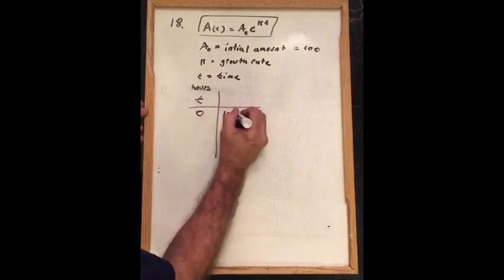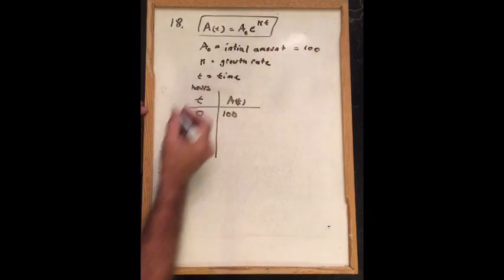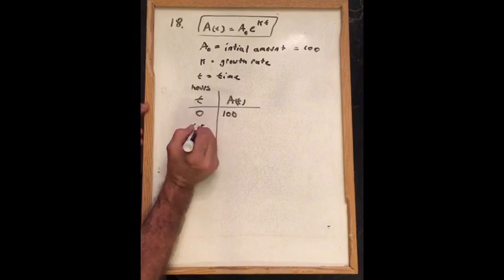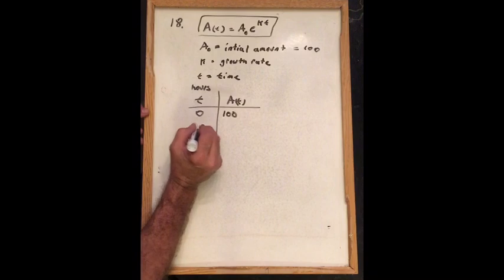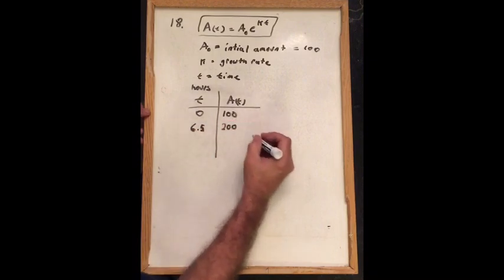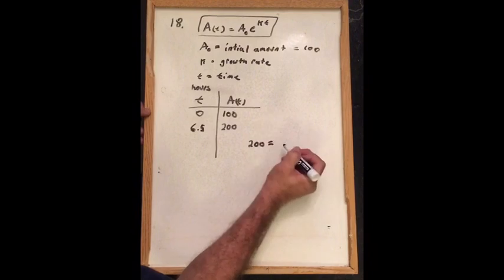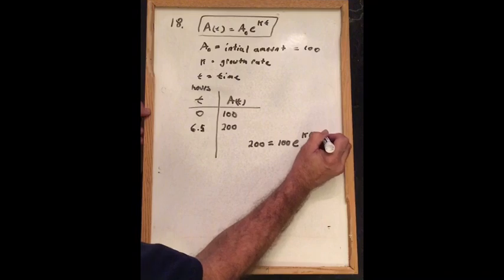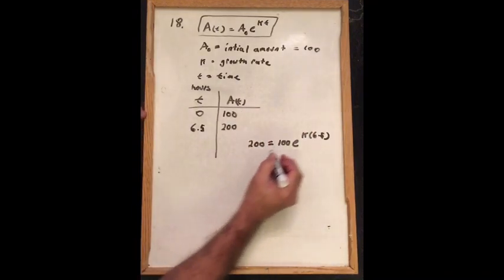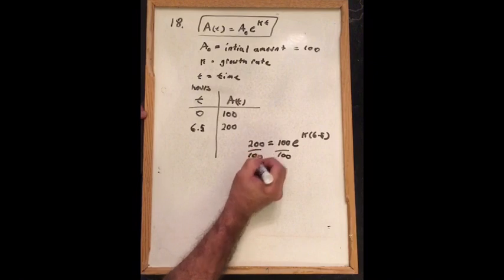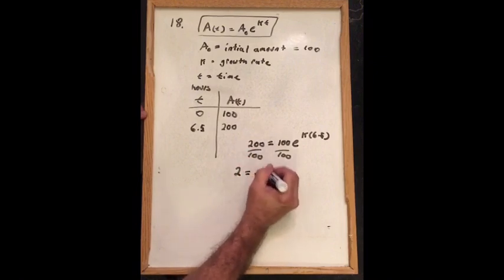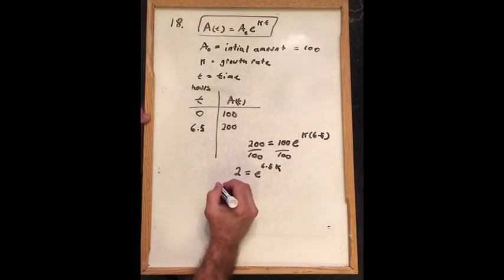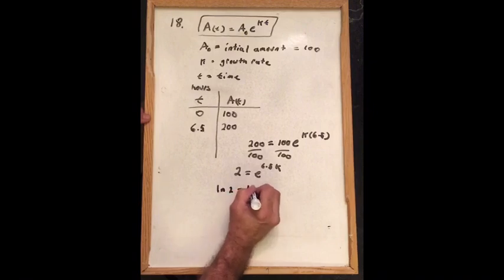So what I might do is start this table and say time here in hours. At 0 hours, there was 100. This is A of t. We can see that by the initial amount. And then in 6.5 hours, that's what it says, it doubled. So that means there would be 200 here, which means that 200 is equal to 100 e to the k times 6.5 for the t. Divide both sides by 100, so you get 2 equals e to the 6.5k. Take the ln of both sides. ln of 2 is equal to the ln of e.